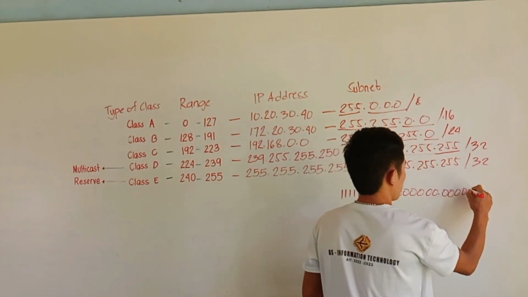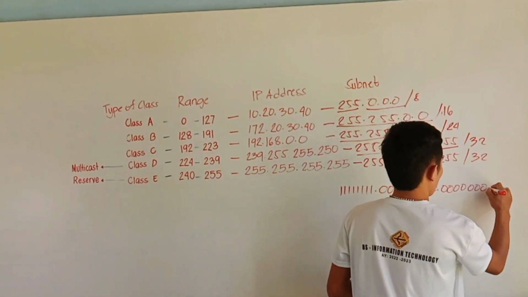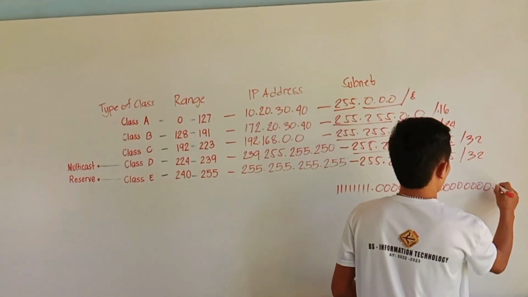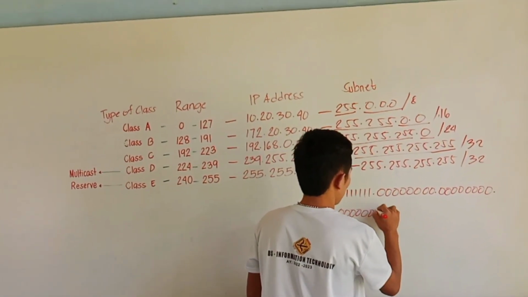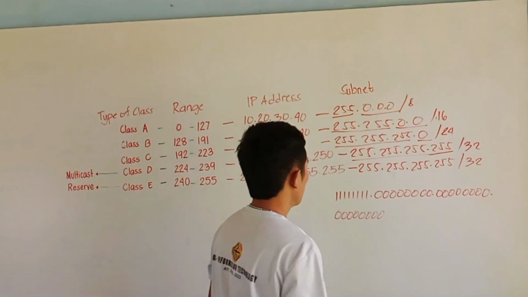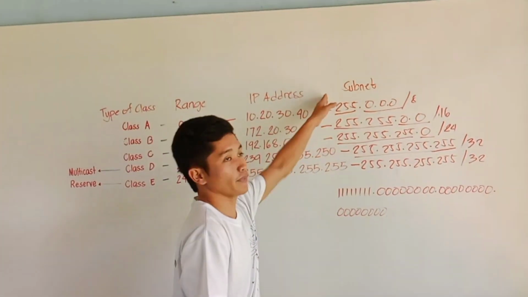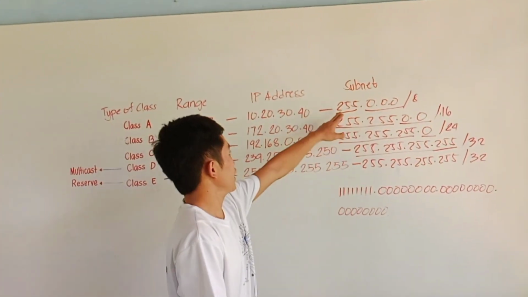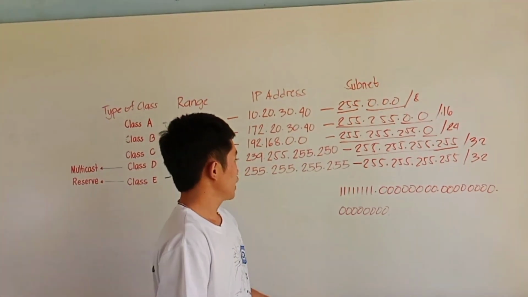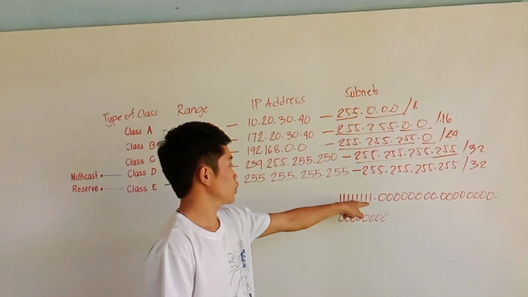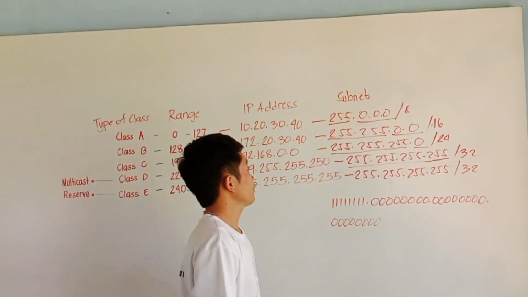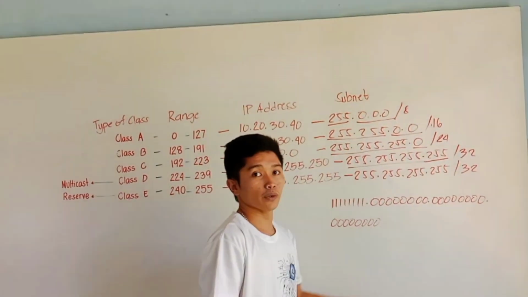3, 4, 5, 6, 7, 8. Then 1, 2, 3, 4, 5, 6, 7, 8. So this is the binary for this subnet mask. Each network will be automatically converted into 1. Then for the host it will be 0.